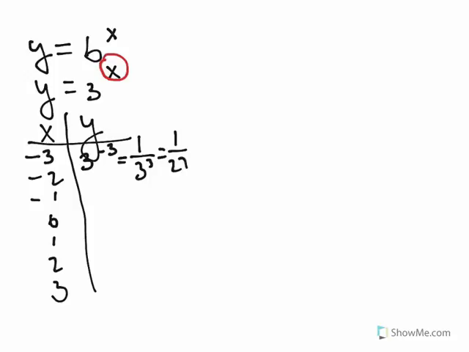The second point is -2, so we have 3 to the -2 power, the same procedure, 1 over 3 squared, which is 1 over 9. For -1, 3 to the -1 power is 1 over 3. Now when we have 0, 3 to the 0 power is 1. And now with the positives, 3 to the first power is 3, 3 to the second power is 3 times 3 equals 9, and 3 to the third power equals 27. Now it's just our job to plot this on the number line and take a look at the equation.